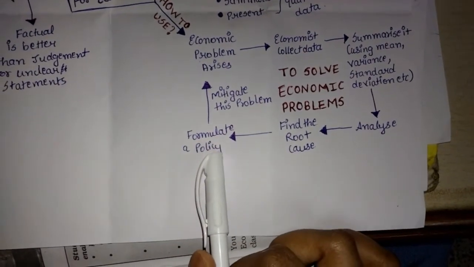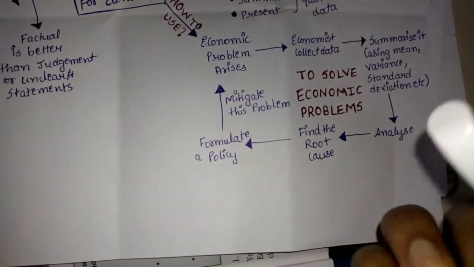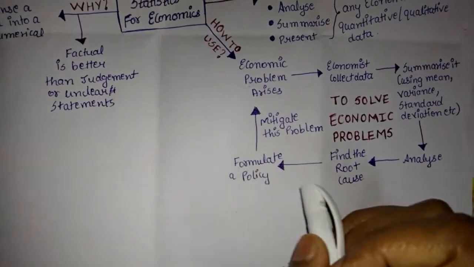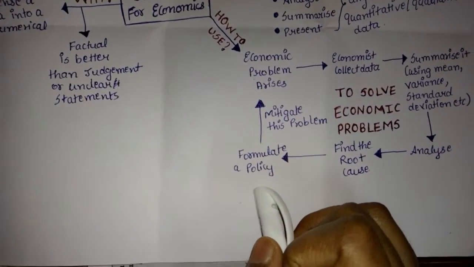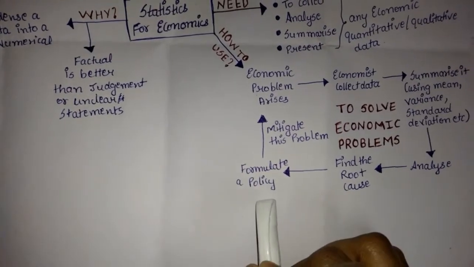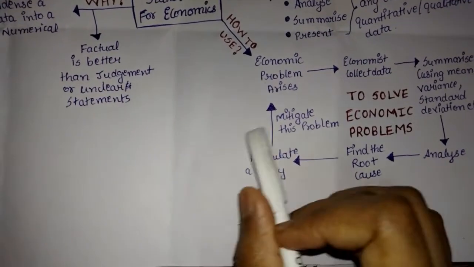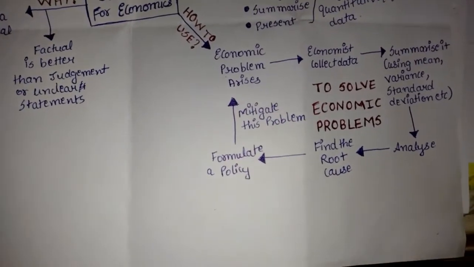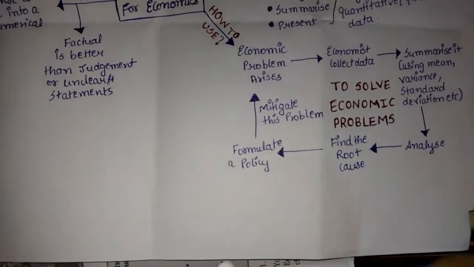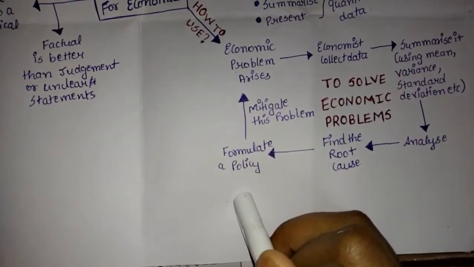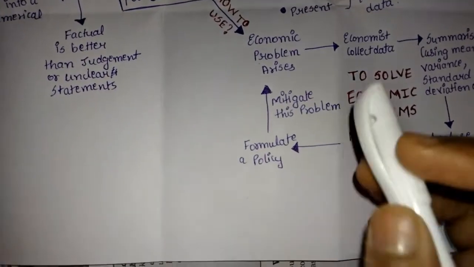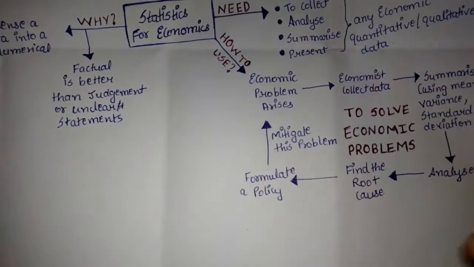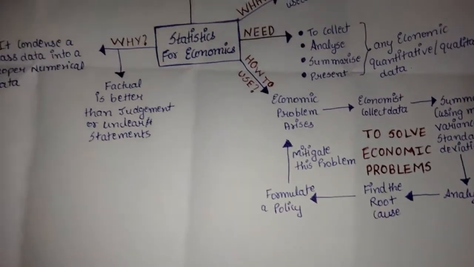Then they formulate a particular policy. The policy is implemented in such a way that the union government and the economic department come together to formulate a particular policy, and then that policy and the help and support needed for it are given to the state governments, and then the implementation of that policy begins. So this policy helps to mitigate the economic problem which has arisen. This is how statistics is really important in economics.